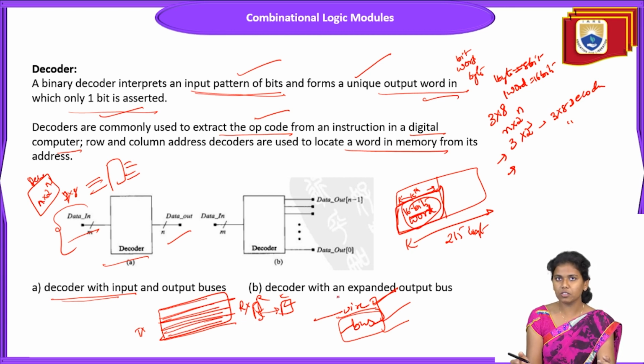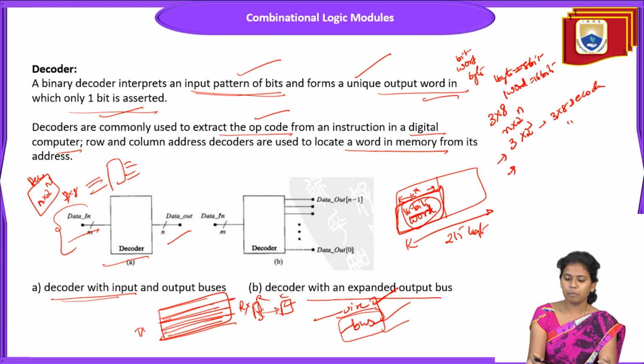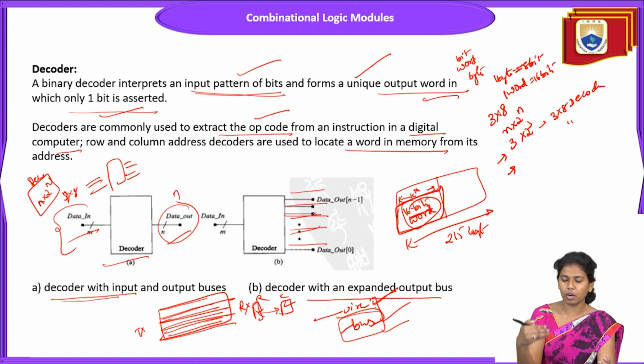The second figure is talking about the decoder with an expanded output bus. So this is a single bus, and this is an expanded one. As I said, a bus consists of a number of wires arranged properly in a sequence. Here my output is n. Here the individual wires have been sorted out, from 0 to n minus 1.